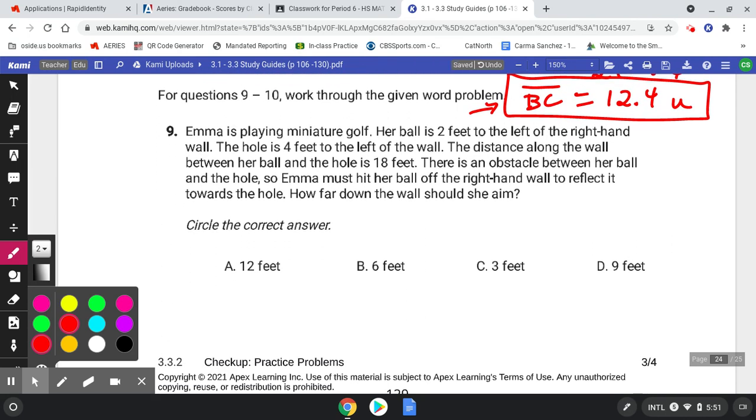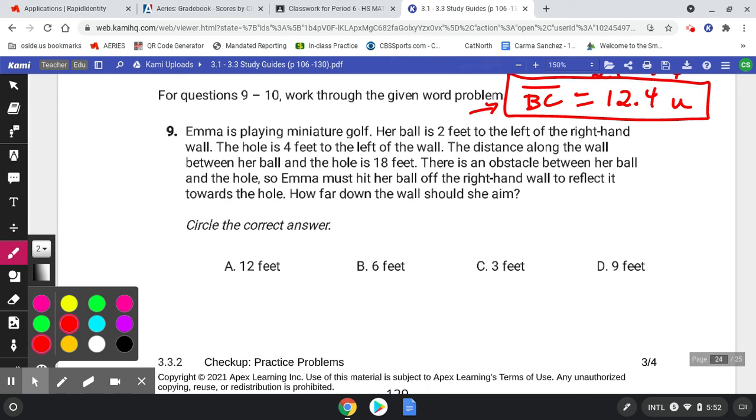Last but not least, a little multiple choice here. Emma is playing miniature golf. Her ball is 2 feet to the left of the right-hand wall. The hole is 4 feet to the left of the wall. The distance along the wall between the ball and the hole is 18 feet. There is an obstacle between her ball and the hole, so Emma must hit the ball to the right to reflect it towards the hole. How far did she aim?